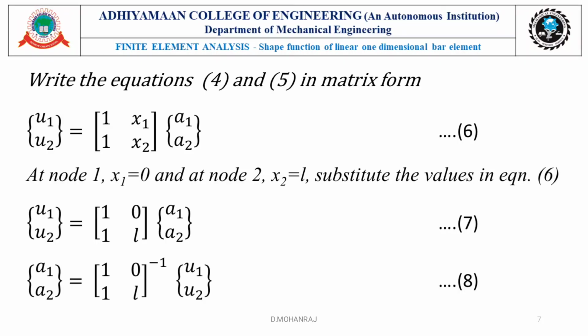Our aim is to find the unknown vector a1 and a2. So if we take the 2 cross 2 matrix to the left-hand side, it becomes an inverse. So we need to find the inverse of the 2 cross 2 matrix, which is shown in equation 8.